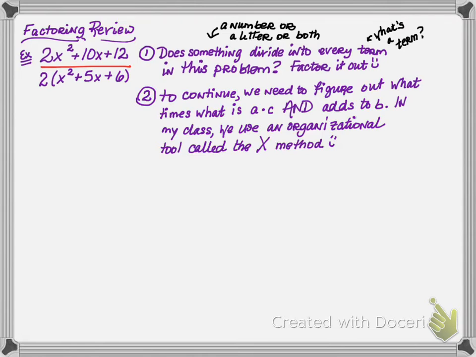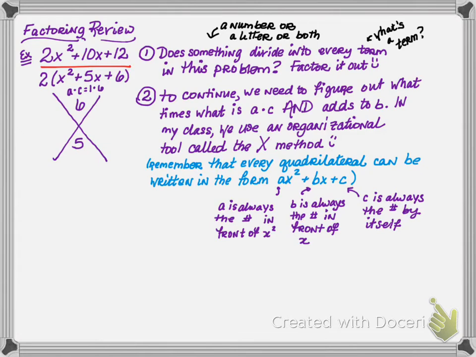Okay, so in order to complete this problem, we need to figure out what times what is A times C and adds to B. Both things have to be true. If both things are not true, you're not going to get the problem correct. In my class, we used an organizational tool called the X method. So here we go. We put A times C on top, B on the bottom.